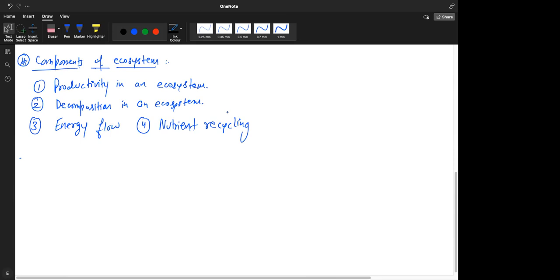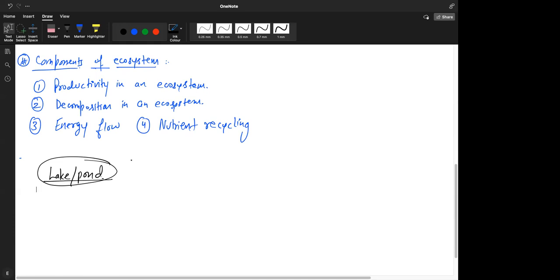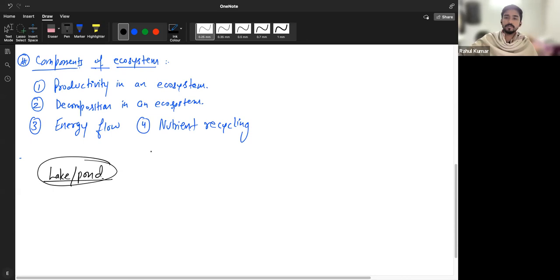Okay, so to understand, let's build an ecosystem. Let's take an example of a lake or a pond. So taking into consideration, what all things do you see in a lake or a pond? You tell me. Help me build an ecosystem. Fishes, algae, some other fishes, bacteria. Yes, right. So you said fishes, algae, and very small bacteria.